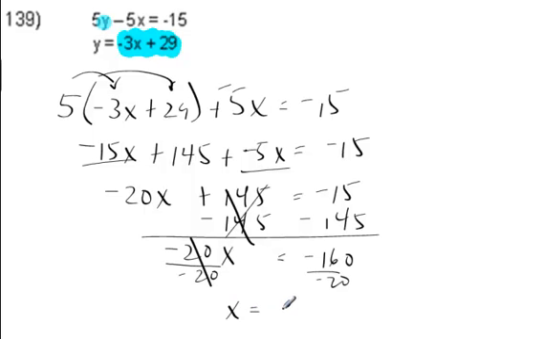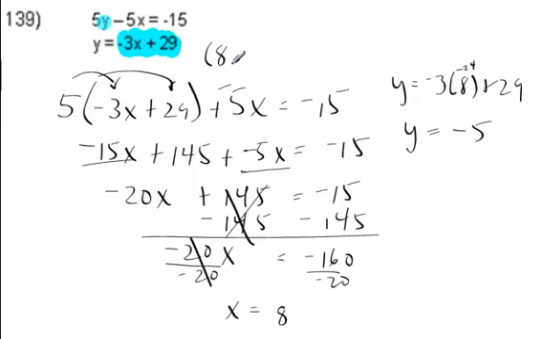X equals 8, right? So I know 8 can be put in for the x's. So let's put it in right there. So y equals negative 3 times 8 plus 29. What's negative 3 times 8? Negative 24. So even if you do it in your head, you can make little marks. Now what's negative 24 and positive 29? There you go. So we know that our point of intersection would be 8, negative 5.